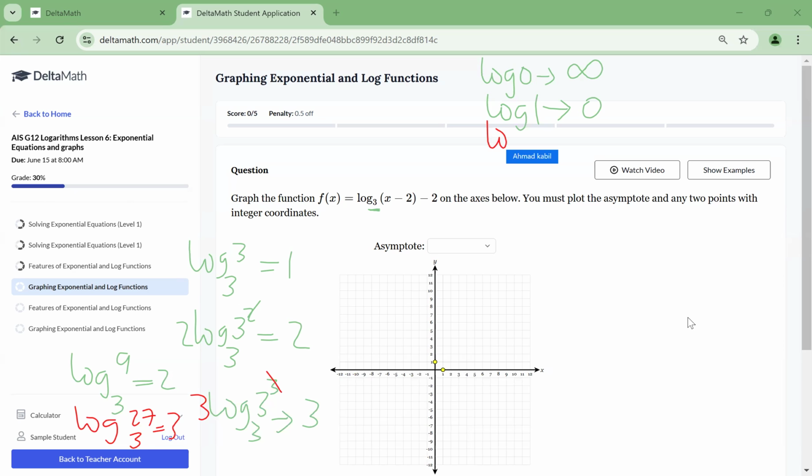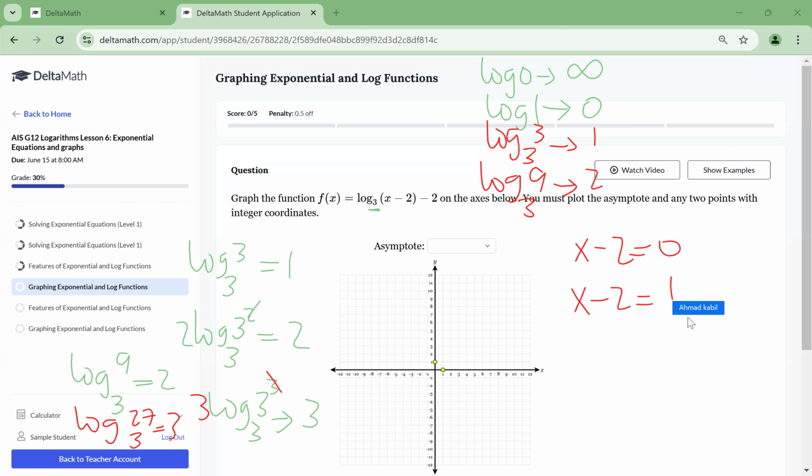So log 3 base 3 is 1. Log 9 base 3 is 2. We don't even need more than that because we just need 2 points anyway, so it doesn't really matter. So we use a table of values and we want to figure out when x minus 2 is going to give us the interesting values. So we want x minus 2 equals 0, x minus 2 equals 1, x minus 2 equals 3, and x minus 2 equals 9.